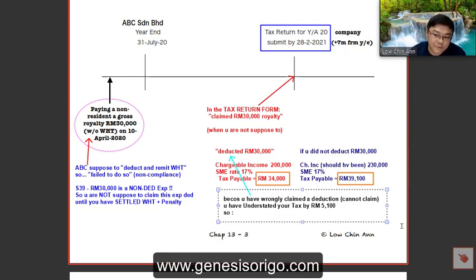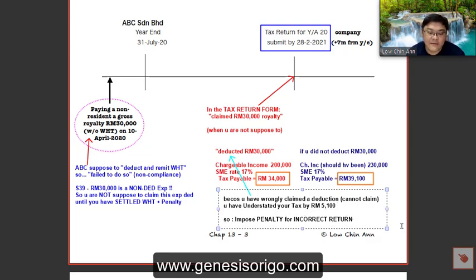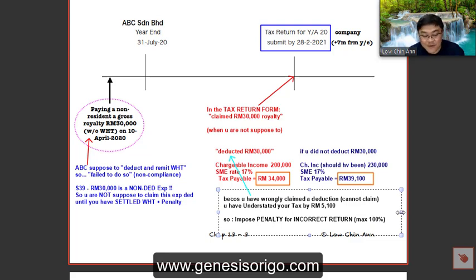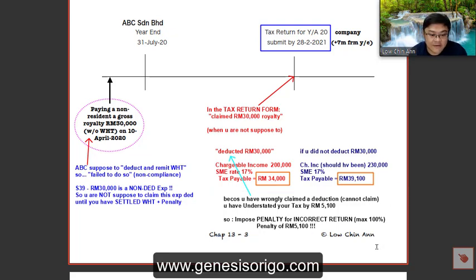So the government will impose a penalty for incorrect return, which you say, how much is that? Now, if you follow the law, it can go up to a maximum of 100%. So that's scary. That means the government can ask you to pay a penalty of 5,001. Of course, in practice, we don't go for 100% all the way. Normally we'll just go for 45% for a start. But it's still a lot of money.